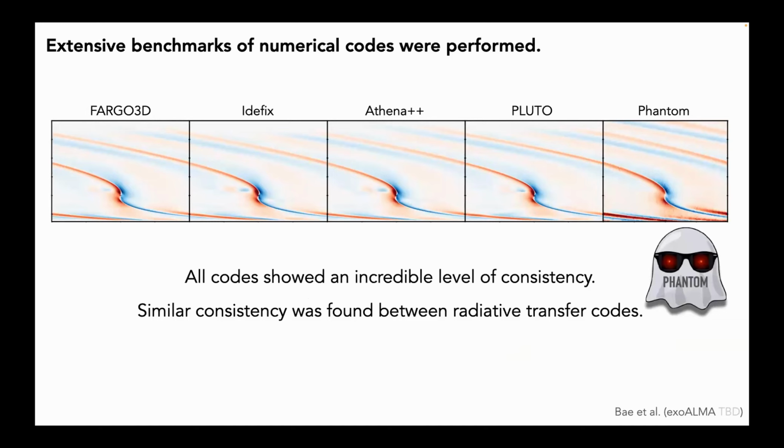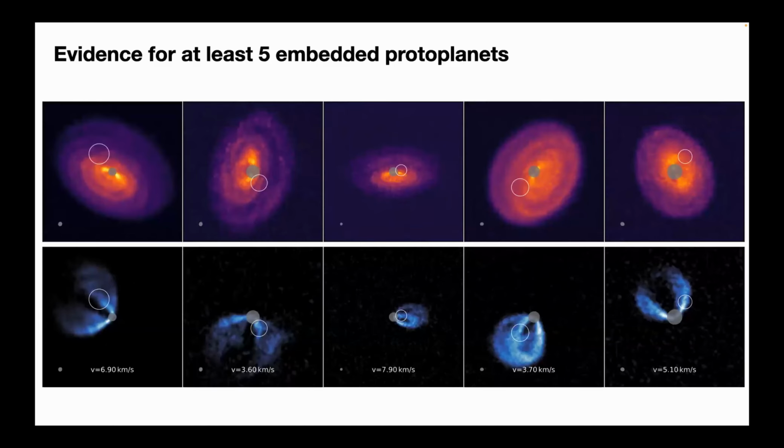And one exciting result of the exoALMA large program is that in at least 5 of the disks, there's some indication of planets. You have those 5 disks here, and as before, you see some kinks in all those individual channels that look like they might be caused by planets. So in this sample of 15 disks, there's at least 5 where we believe there might be planets, which is a very exciting result.